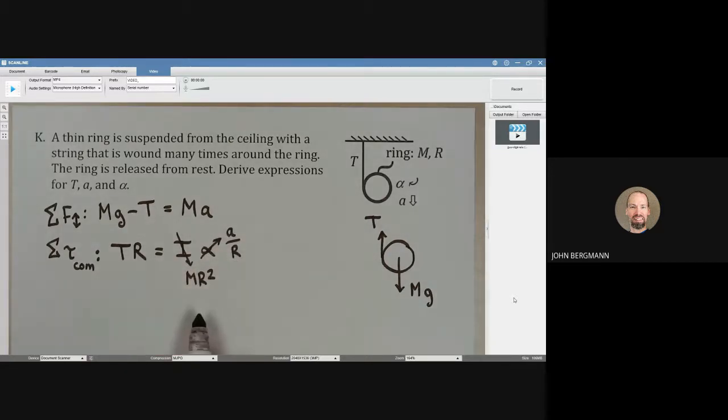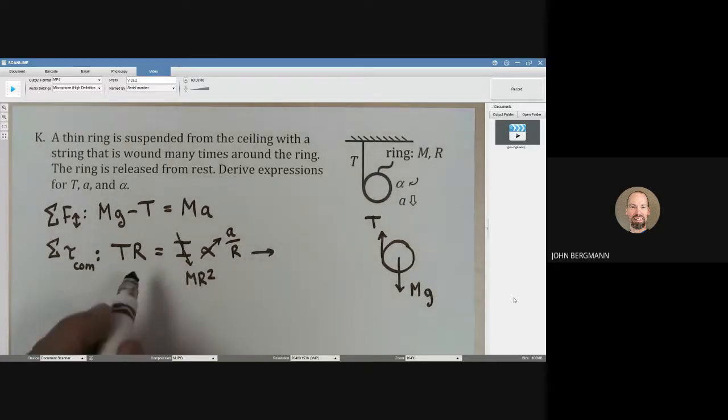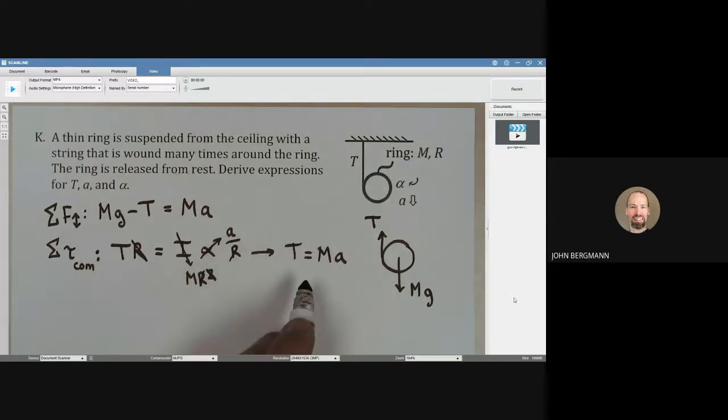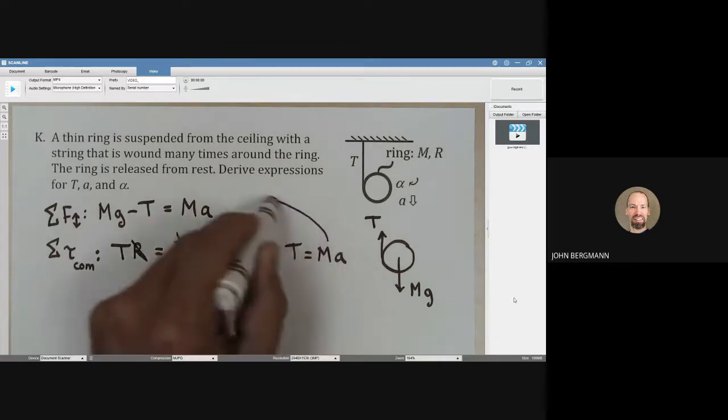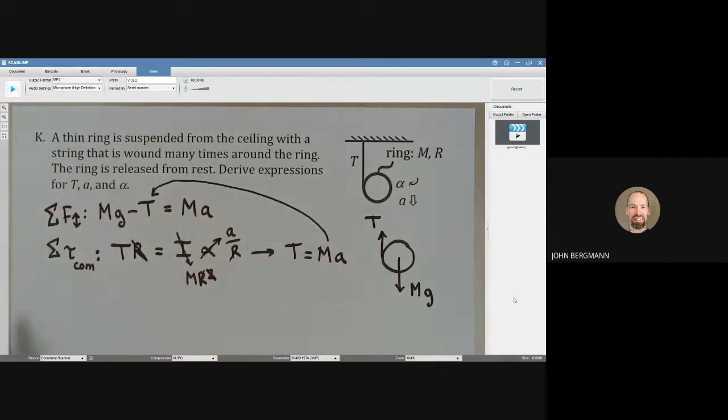What does this expression simplify to? I'm seeing that R cancel one of those, and then that R canceling that R. So I'm seeing tension is equal to M times a. If tension equals M times a, then I can put M times a in right there. Here we go. mg minus ma equals ma. M's cancel. And what is the acceleration? The acceleration is going to be 1/2 g.